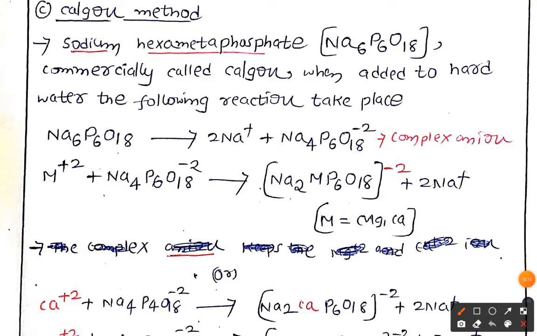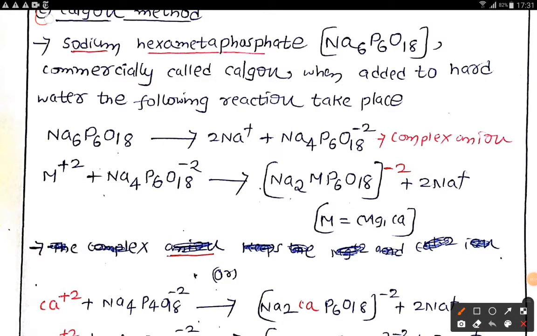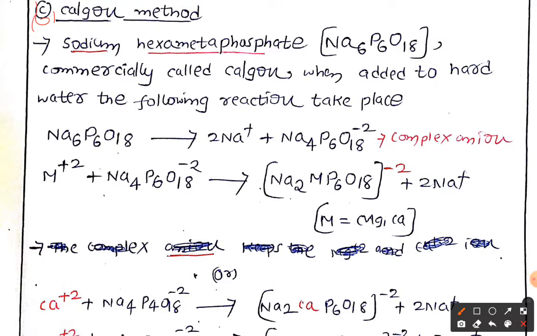What is the next method? Calgon method. Okay, this is a correction: this is B, not C. So under the methods for removal of permanent hardness of water, we have Calgon. Now Calgon is actually sodium hexametaphosphate. What is the formula? Na6P6O18, commercially called Calgon. As you know very well, in chemicals, along with the formula name, you have the commercial name.